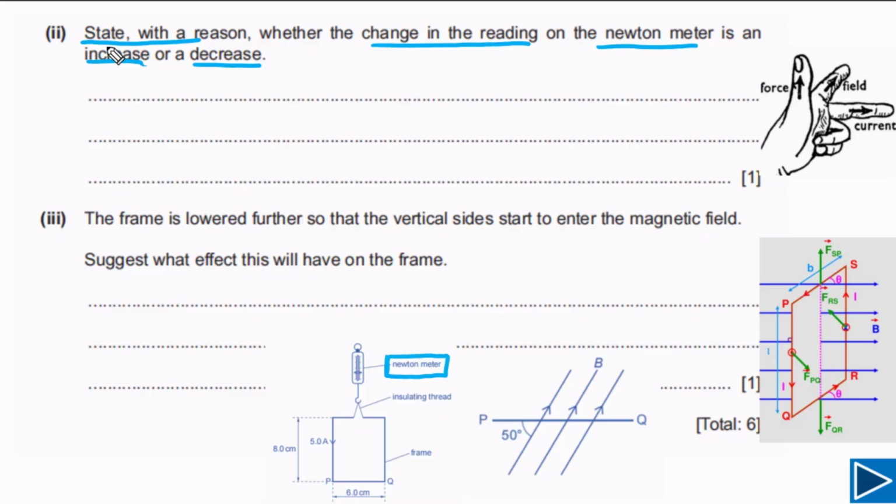This is simply about Fleming's left-hand rule. So let's try to understand how we can use Fleming's left-hand rule for this question. For this question, it is given to us that PQ just enters the magnetic field.